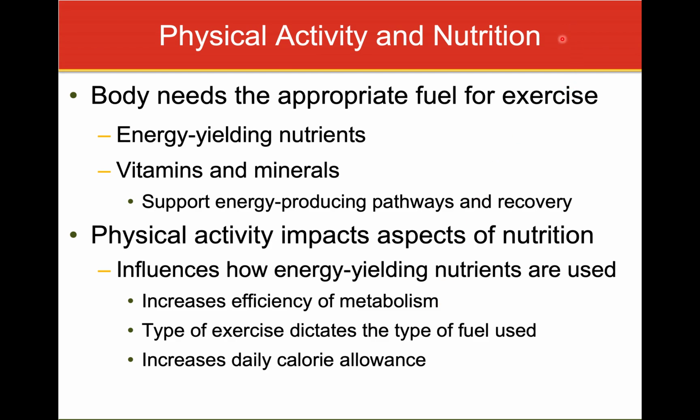So we're going to start out by looking at the relationship between physical activity and nutrition. And we call this really a bidirectional relationship, meaning that physical activity impacts aspects of nutrition, and aspects of nutrition impact our physical activity or our ability to perform exercise. So looking at it one way, the body needs the appropriate fuel for exercise. This includes the energy yielding nutrients: proteins, carbohydrates, and fat. But we also need micronutrients to support exercise, vitamins and minerals. Now, these don't provide energy themselves, but they support energy producing pathways and our recovery.